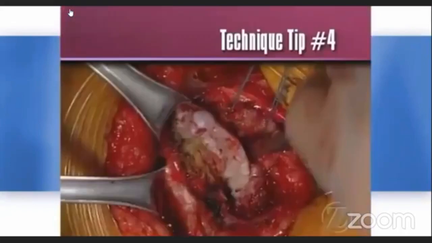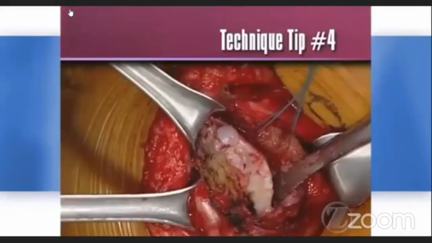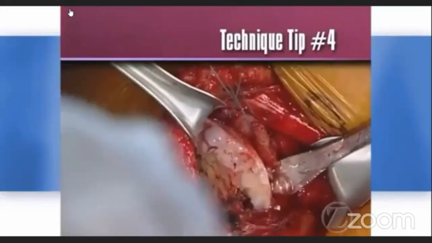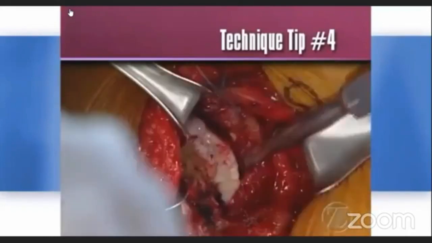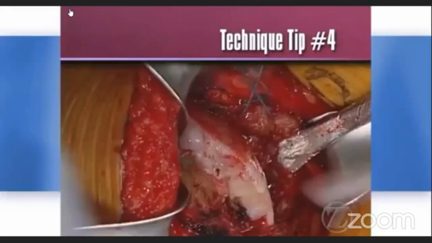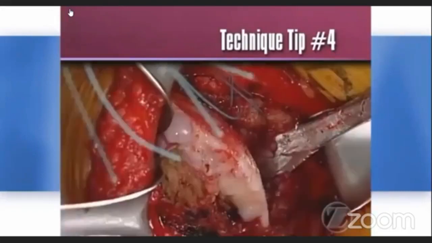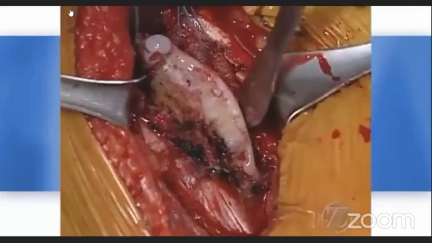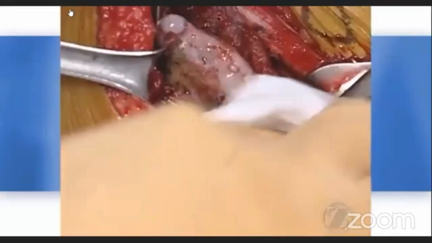It can be helpful sometimes in this position to take an elevator and go right inside the joint. As you can see right here, it kind of falls away. This helps dislocation with retraction. Use the elevator to dislocate the humeral head.